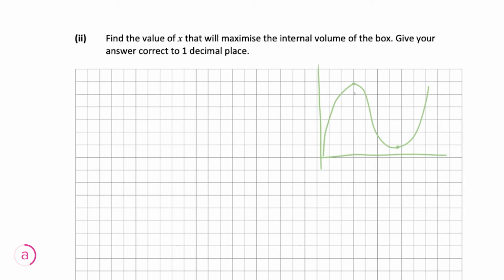So to find those 2 points, all we need to do is differentiate the function and let it equal to 0. So we have the function V(x) = 4x³ − 46x² + 130x. If we were to differentiate that, we would get 12x² − 92x + 130. Now we let that equal to 0.